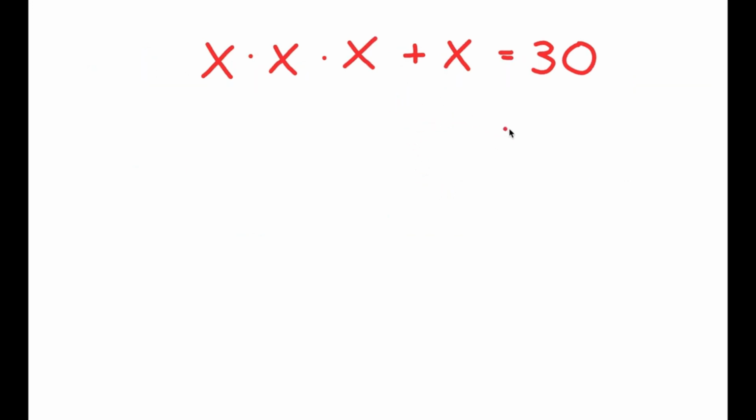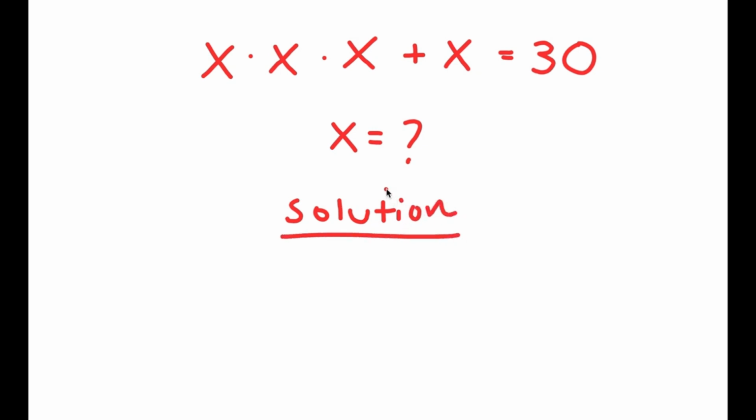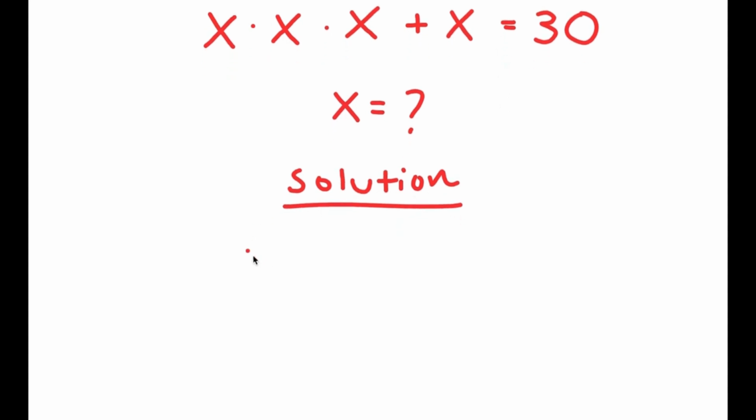All right, so in this equation, we have x times x times x plus x is equal to 30. So my only variable here is x, so we know that we're going to solve for x. So for my solution, what I'm first going to do is start by subtracting 30 on both sides. So if I subtract 30 on both sides, I get x times x times x plus x minus 30 is equal to 0.